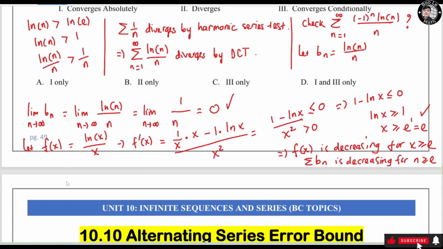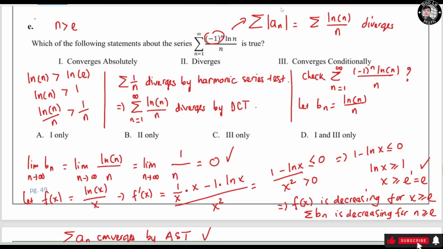It tells us that the series a sub n converges by the alternating series test, right? But you know that the absolute value one diverges, right? So the answer must be 3. The series converges conditionally, right?